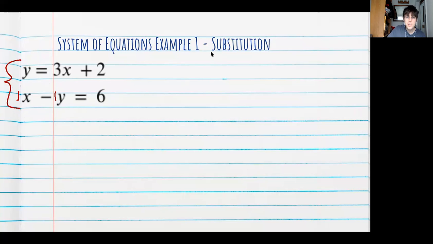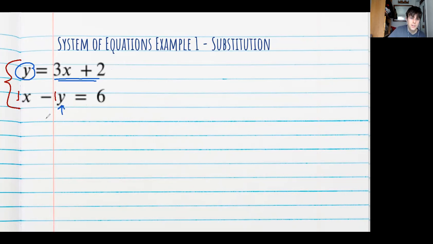So we're going to be using the substitution method. And the reason we're going to be using substitution is because one of our equations is in a form that is already solved for one of our variables, meaning in this case, y. So we have an equation that is solved for y. It's great, because what that means is I can substitute, I can replace y with 3x plus 2 anywhere I want. And where I want to do it is into the other equation.